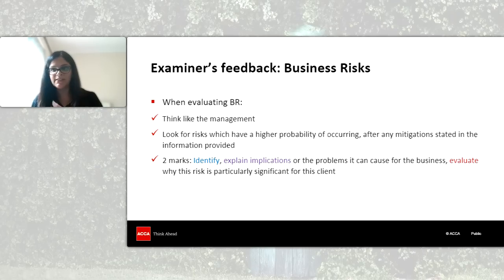So, once this session ends, as you go back and look at the answers to all the past exam questions on business risk, you will see how the examiners also give their answer in pretty much the same sequence. Initial implication of what could go wrong for this company, and then how this is bigger for this scenario in particular, and potentially linking it to other information in the case study as well.